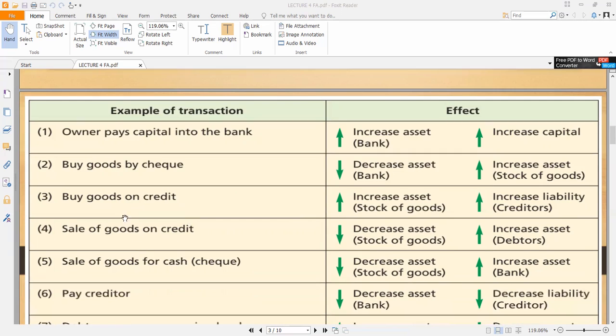Thirdly, we see buy goods on credit. When the company bought goods on credit, we saw the stock of the company increased, and the liability of the company increased, meaning that creditors came on board. Why? Because it increased its liability, meaning that it borrowed, it got goods on credit.